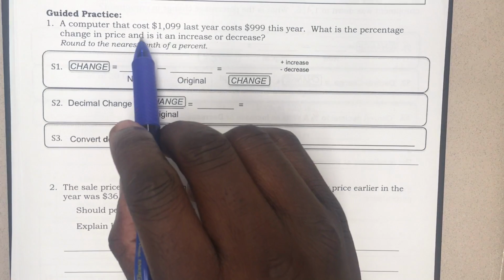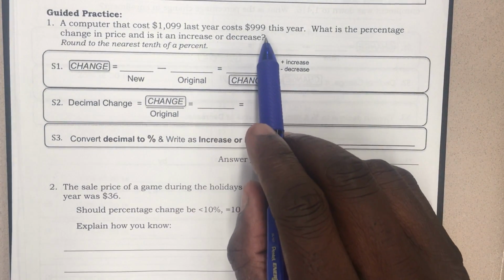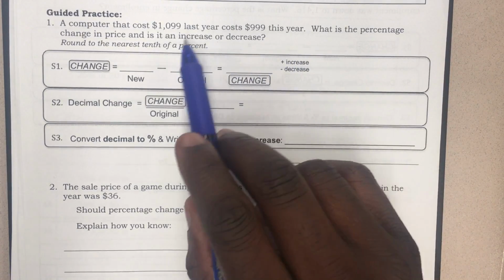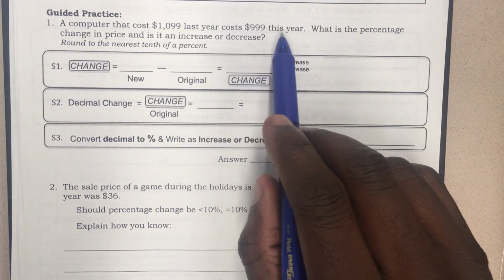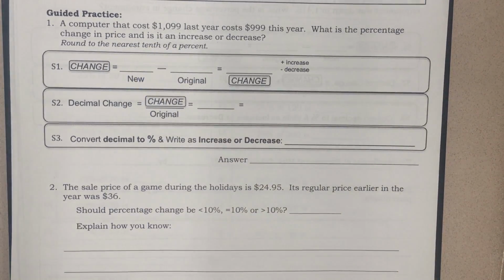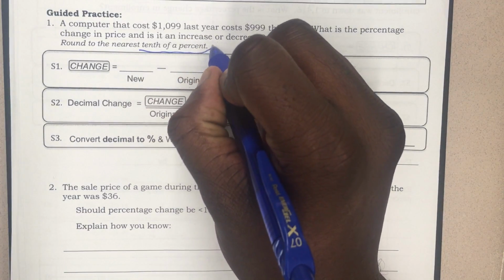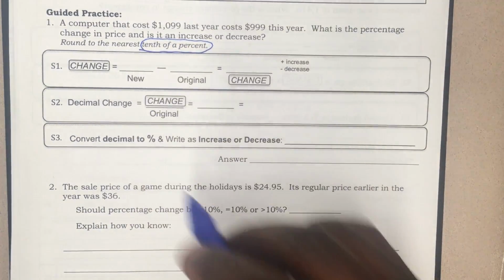So a computer that cost $1,099 last year costs $999 this year. That's a good discount. Well, decent discount. What is the percentage change in price? And is it an increase or decrease? Round to the nearest tenth of a percent. I'm gonna underline that right there to make sure when I get to my final answer, I'm on point.